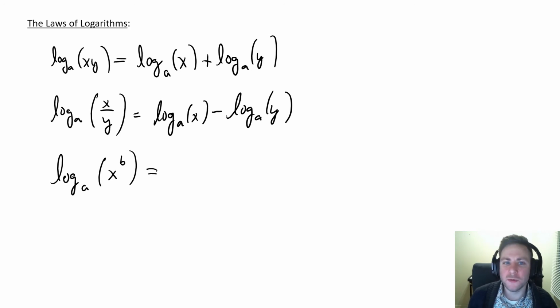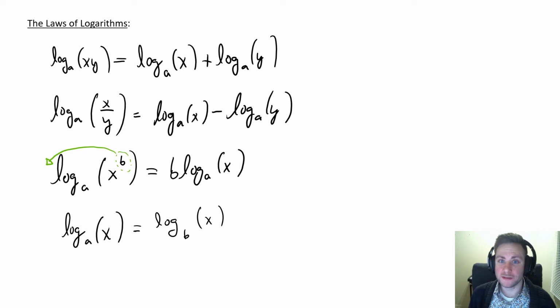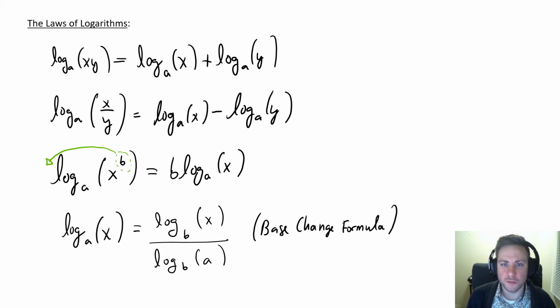More specifically, we know that any exponent attached to the input can be brought down in front of our logarithm like so. And finally, anytime you have a log with base a, you can always change it to a logarithm with a different base, say base b, provided that you divide by the log of the original base, which in this case would be the log of a. For future reference, this last law is called the base change formula.